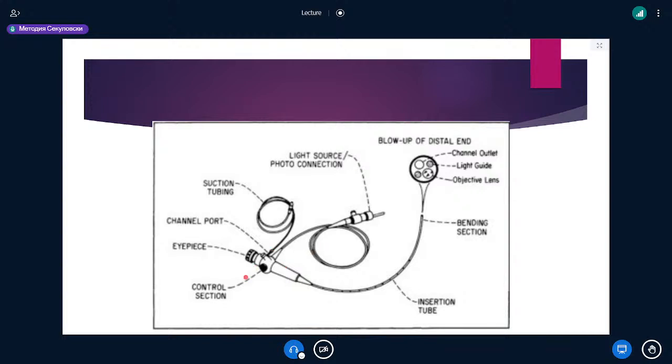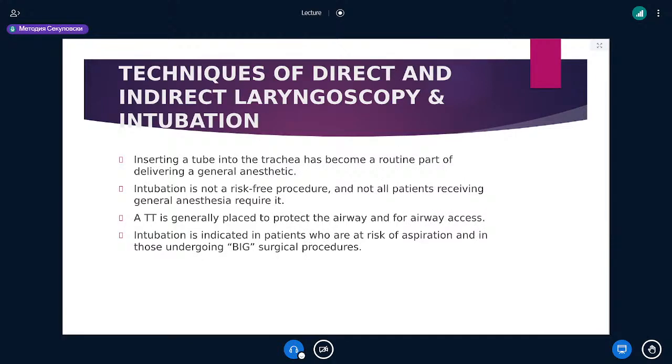Okay, about the bronchoscope, here is the control section. Here is the special bend of the distal end. Here we have the channel outlet, the light lens and the objective lens. The bending section and insertion tube are coming from here. After that you have the eyepiece, or here the monitoring machine, and you have the view on the monitor of the patient with the bronchoscopy.